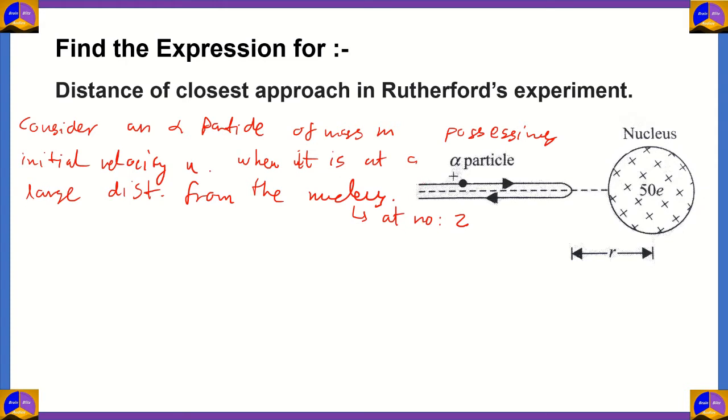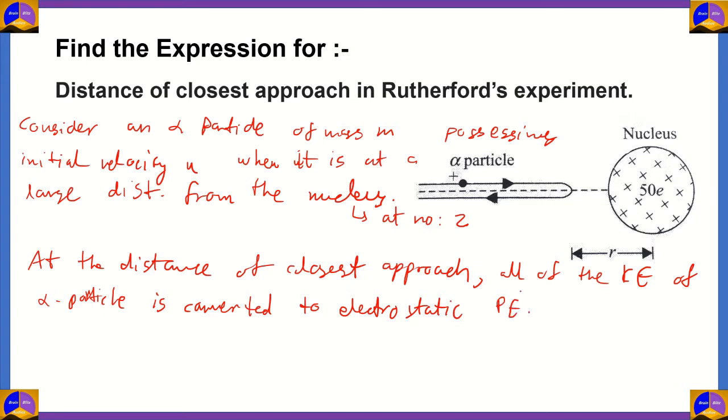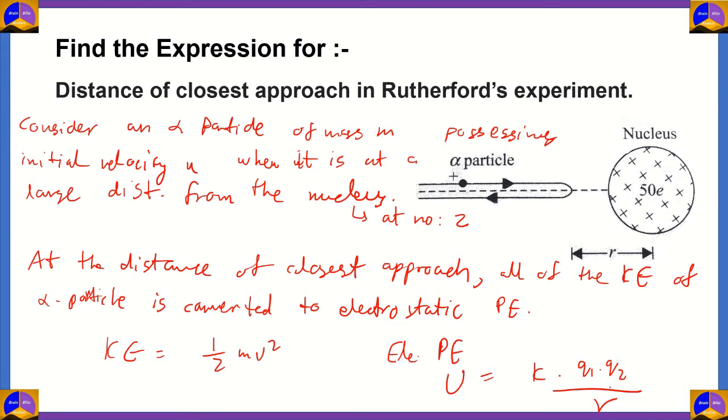Now, to find out the distance of closest approach, the condition that we use is that at the distance of closest approach, all of the kinetic energy, that is KE, of the alpha particle is converted to what is known as electrostatic potential energy, or PE. So kinetic energy KE is written as half mv squared for any sort of particle, and the electrostatic potential energy, that is U, is represented as k times q1 times q2 divided by r, where q1 and q2 are two charges and r is the distance between them.